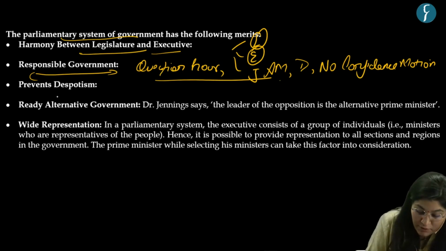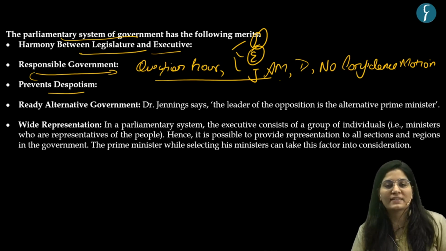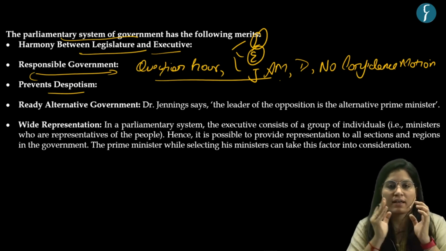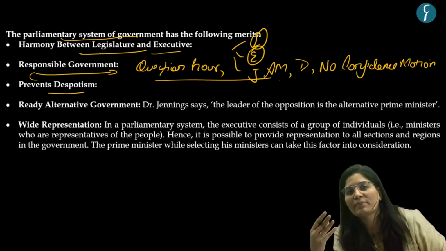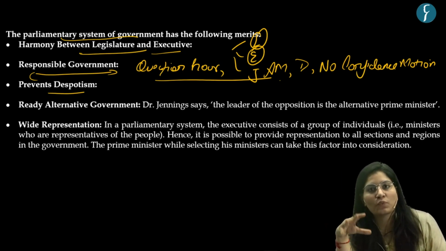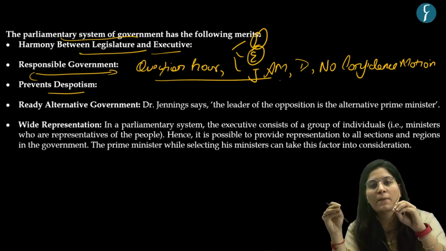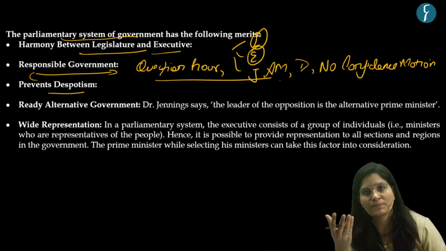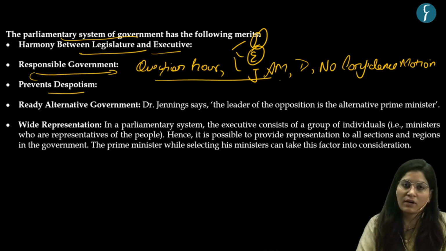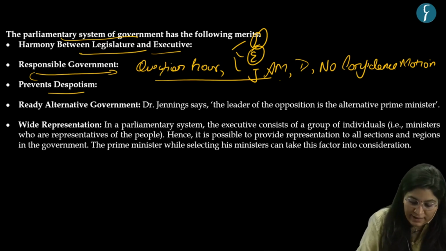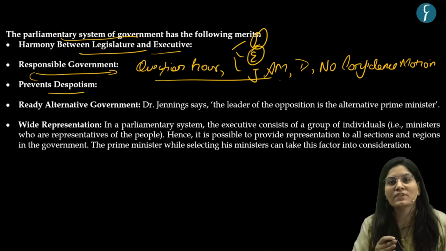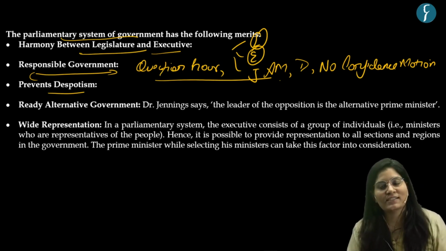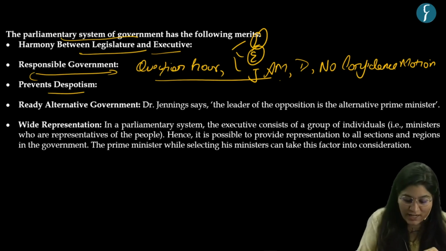Okay. Then it prevents despotism. How? Basically, executive authority in the parliamentary form of government is not limited to one individual. It is vested in a group of individuals. So if power is vested in different individuals, definitely it will get dispersed. This is one of the checks on the executive. It limits executive tyranny or despotism. Okay. And the executive is also responsible to parliament. Otherwise, parliament can pass a no confidence motion. Okay. So it prevents despotism.